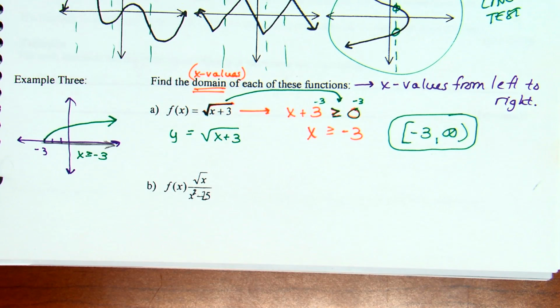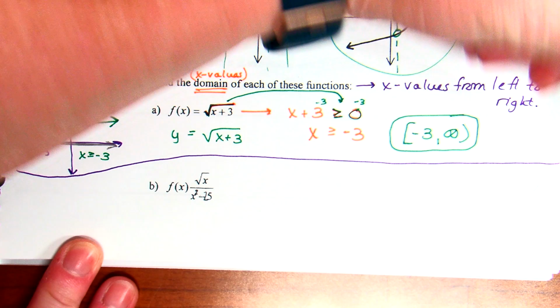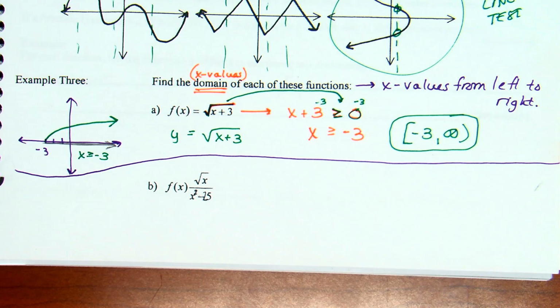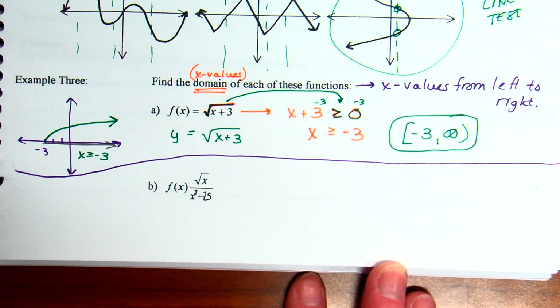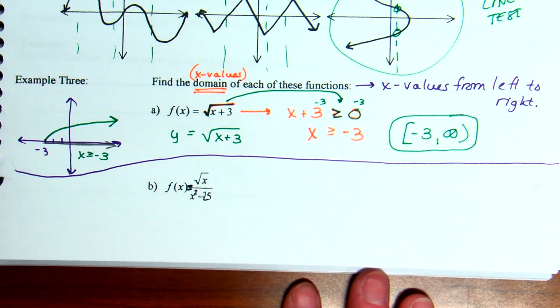Okay, let's try B. B gets a little crazier, doesn't it? Of course. We've got to start you off easy, and then we'll work you up. That's what's happening here. So B, f of x. Gosh, this is all kinds of typos. This should say f of x equals, and it was kind of changed as you can tell, x, the square root of x over x squared minus 25.